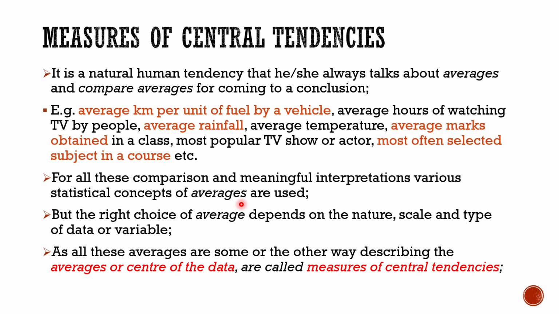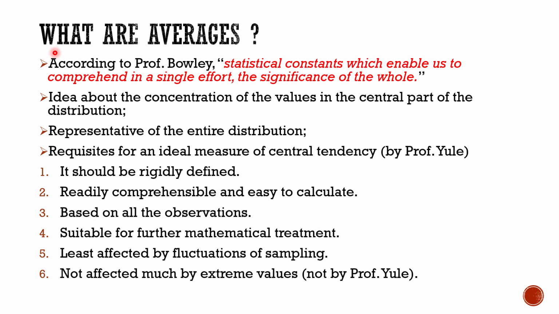It can be a simple arithmetic mean, it can be median, it can be mode, it can be geometric mean, it can be harmonic mean, and so on. But the right choice of average depends on the nature, scale, and type of data or the variable available with us. All these averages are in some way describing the location of the data, that is the center or the average, and that is why they are called measures of central tendency.